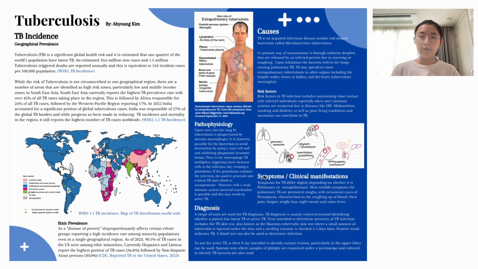In terms of some of the general risk factors of tuberculosis, this includes maintaining close contact with infected individuals, especially when one's immune system is weakened due to causes like, for instance, HIV. Malnutrition is again a high-risk factor, as well as smoking and diabetes, as well as having really poor living conditions and poor sanitation.